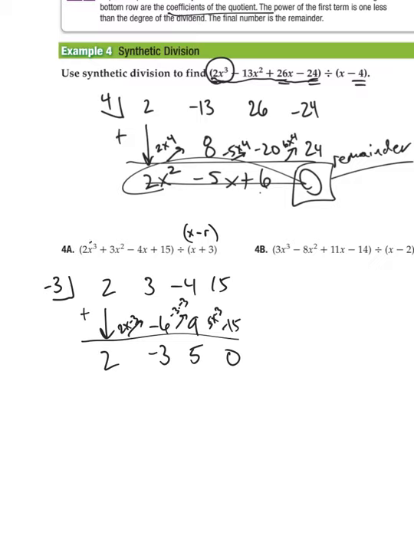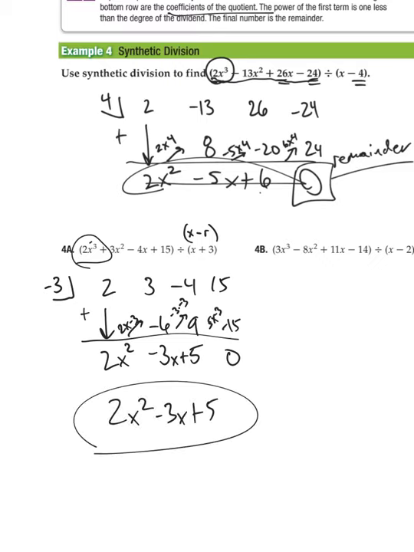Okay, the degree started as degree 3, so we reduce it by 1. So we have 2x squared minus 3x plus 5. No remainder. So that's our quotient.